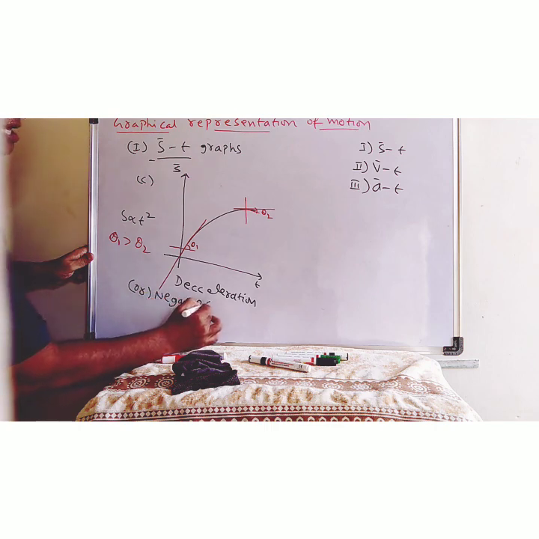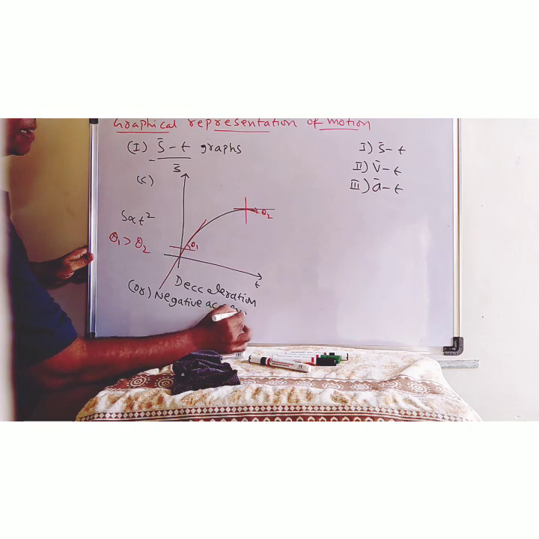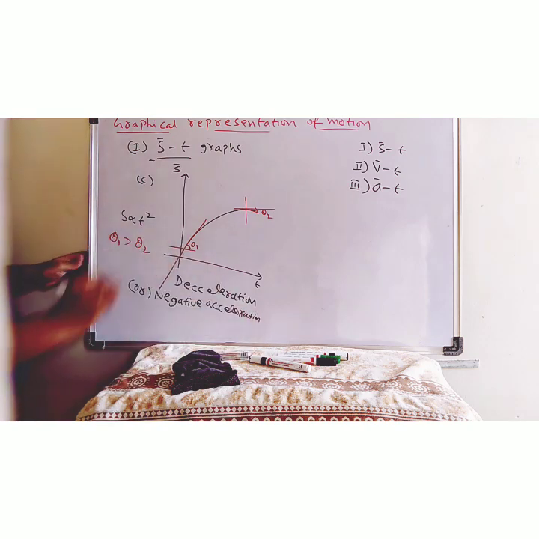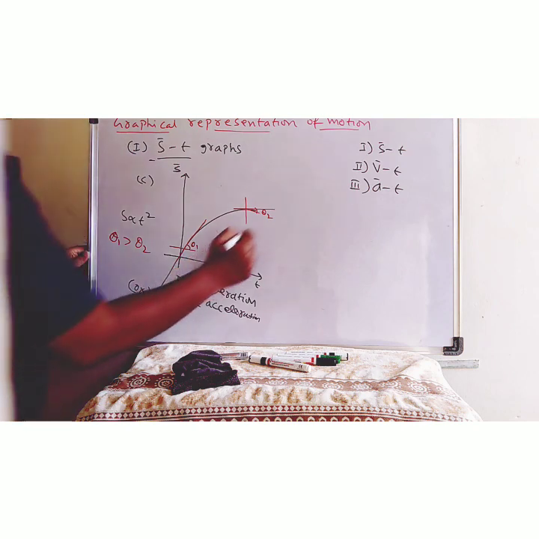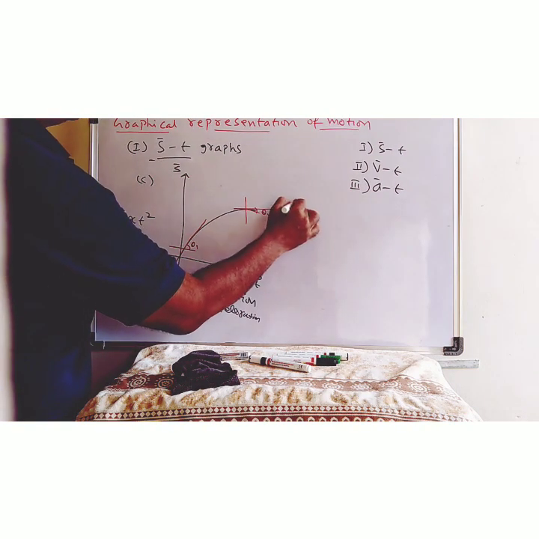How can you say it is a negative acceleration? Because the slope is decreasing. The slope is decreasing, and also S is directly proportional to T square, and S is equal to ut plus half at square. If you substitute there, you can say the acceleration is negative here. So it's a negative acceleration because the slope is decreasing here. Now let us look at another graph here. Let us look at another one.